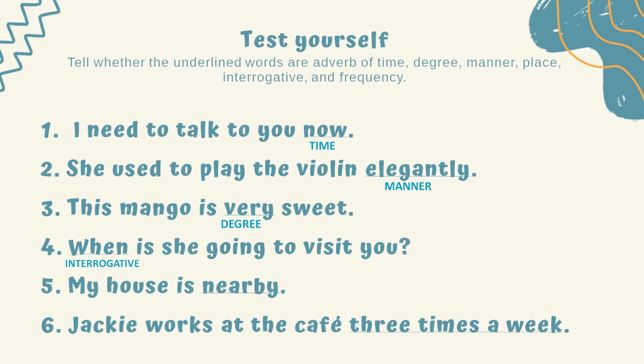Next, we have, my house is nearby. The underlined word is nearby. If you answered place, then you are correct.